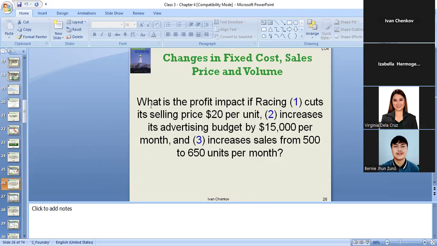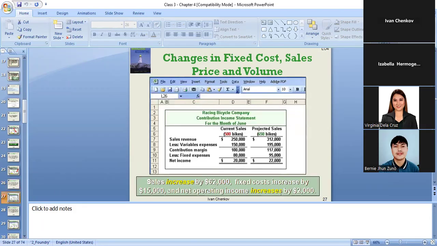The other combination: what will be the impact on the profit if we cut the selling price by $20, increase the advertising budget by $15,000 per month, and increase the sales? That is going to bring an increase of sales from 500 to 650 units, so 150 units. Is that justifiable? Well, we're going to generate additional income of $2,000. So in that case, that makes sense, and we can go for that one.